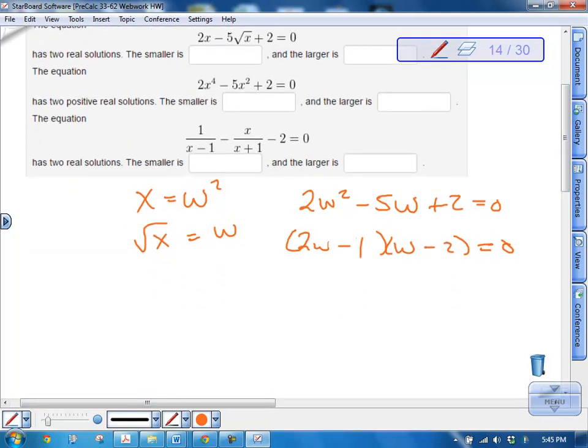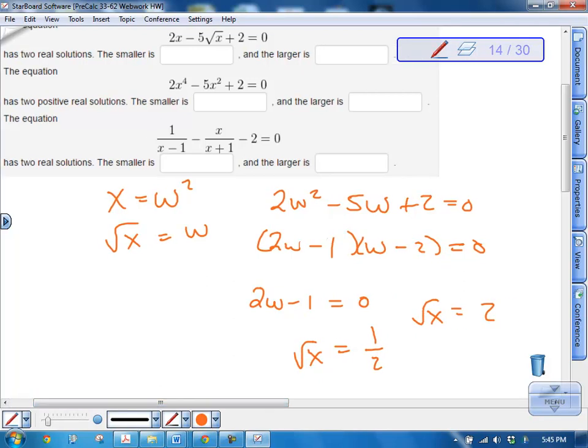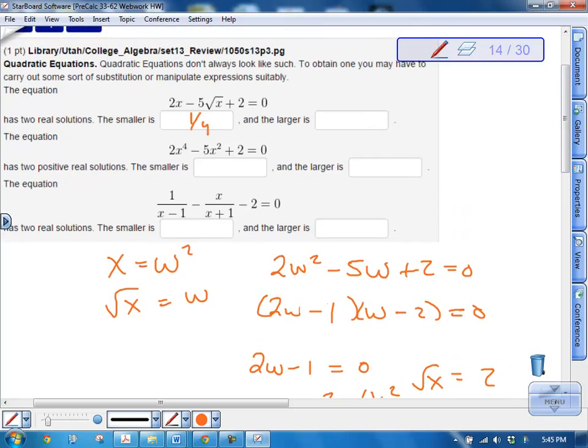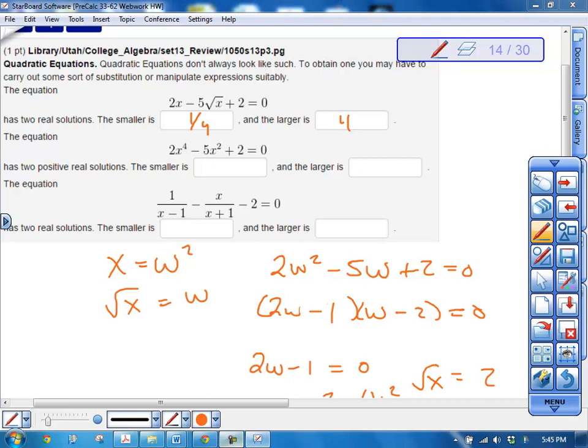So once you solve this, then you have 2w minus 1 equals 0. So add 1 to both sides and divide by 2. That's w equals 1/2, one of the solutions. The other solution is w equals 2 from this factor. Now keep in mind that w is really the square root of x, so put in the square root of x right here, and square both sides. So you get x equals 1/4 and x equals 4. So up here, the smaller is 1/4 and the larger is 4.